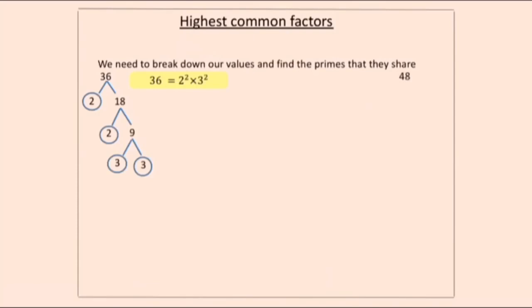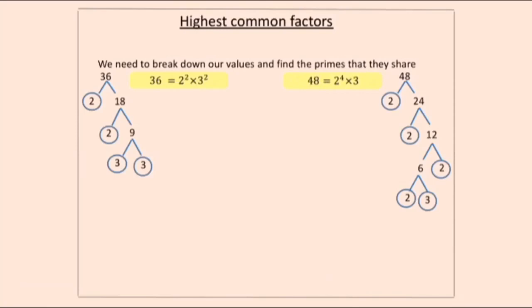For 48, same way, 2 is the prime, 24 gets further factorized, 2 again, and 12 here, 6 into 2, 2 again, and 6 gets further simplified, 3 into 2, and that will be the factorization, taking all the factors, so 2 to the power of 4 into 3.